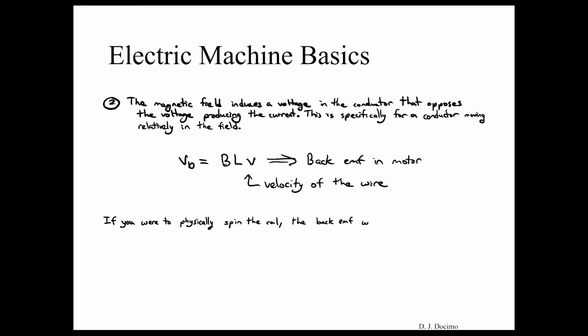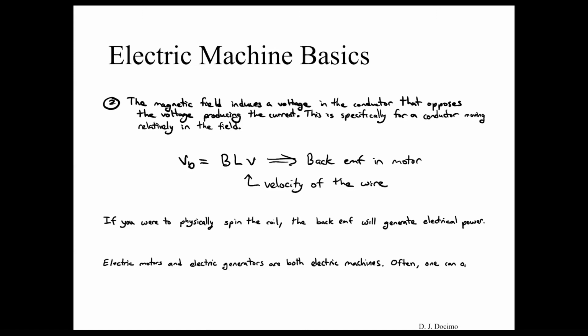So if you were to take this wire or physically spin this coil, the back EMF will generate electrical power. So you're taking rotational power and converting it into electrical power in this case. So electric motors and electric generators are both electric machines. So often one can operate as the other. So they both work the same way.